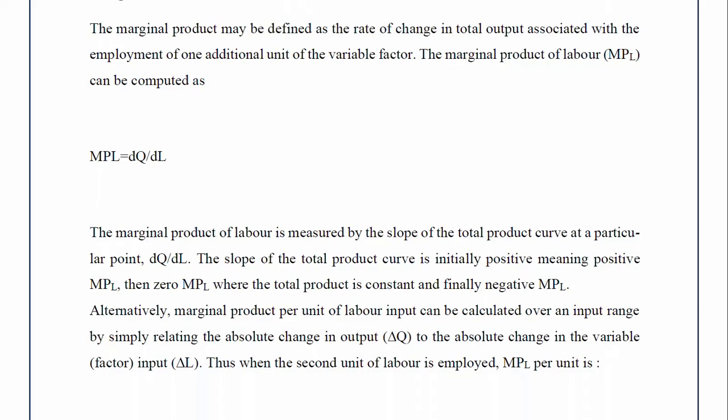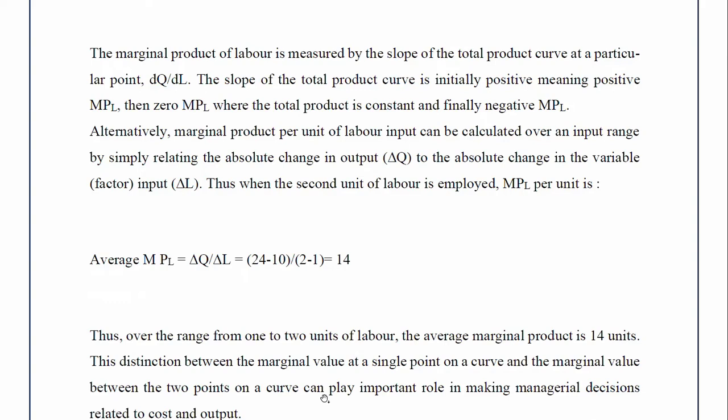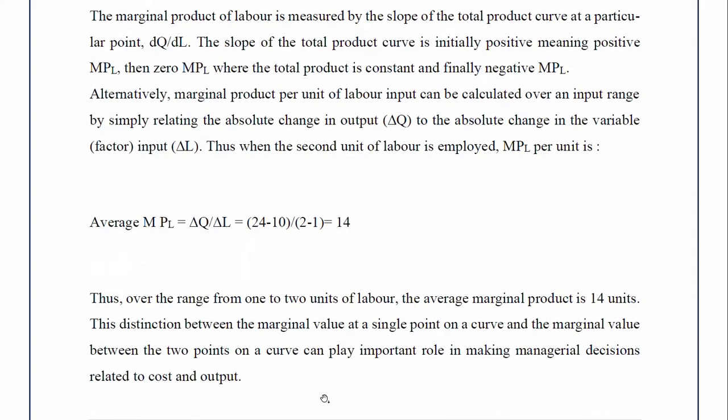Thus, when the second unit of labor is employed, the average marginal product of labor is equal to the change in quantity upon the change in labor, that is 14. Thus, over the range from 1 to 2 units of labor, the average marginal product is 14 units. This distinction between the marginal value at a single point on a curve and the marginal value between two points on a curve can play an important role in making managerial decisions related to cost and output.